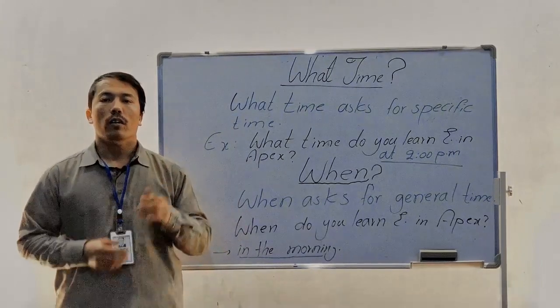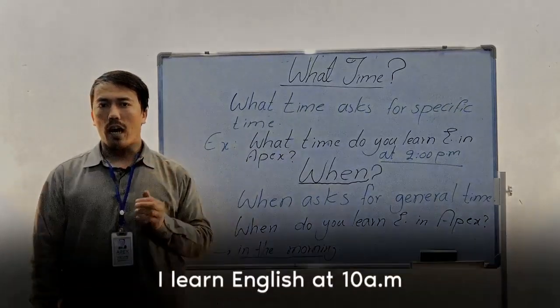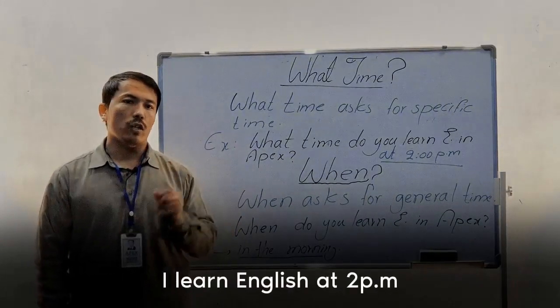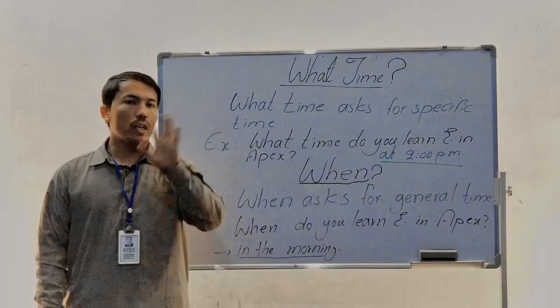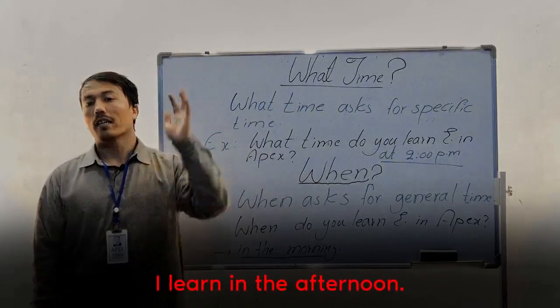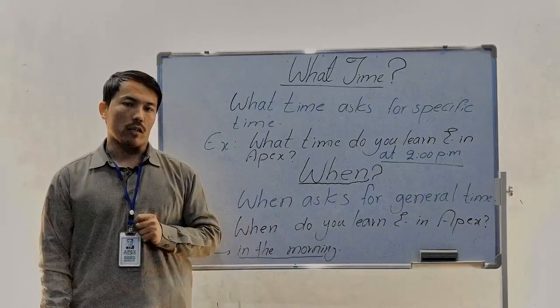For example, what time do you learn English in Apex? You have to say, I learn English at 10 a.m., or I learn English at 2 p.m. You cannot answer like this: I learn in the morning, or I learn in the afternoon. That would be an incorrect answer.